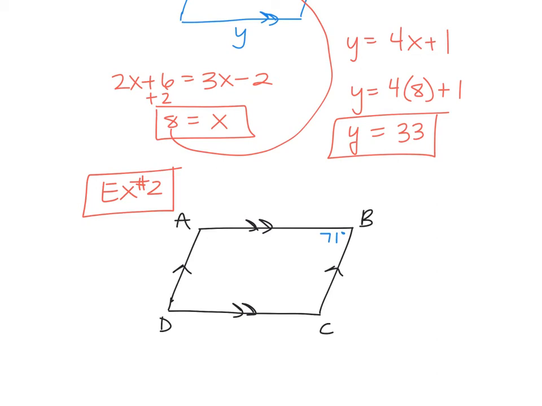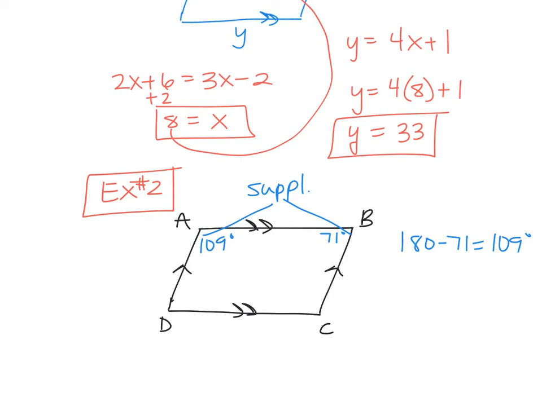Where do you want to start? There's no wrong answer here. You can start wherever you want to start. Start at A. Okay, so how would you find A? What'd you say, Leslie? Supplementary, right? So consecutives are supplementary. Okay, so you would just do 180 minus 71 to find the measure of angle A. So you would get 109 for this angle.